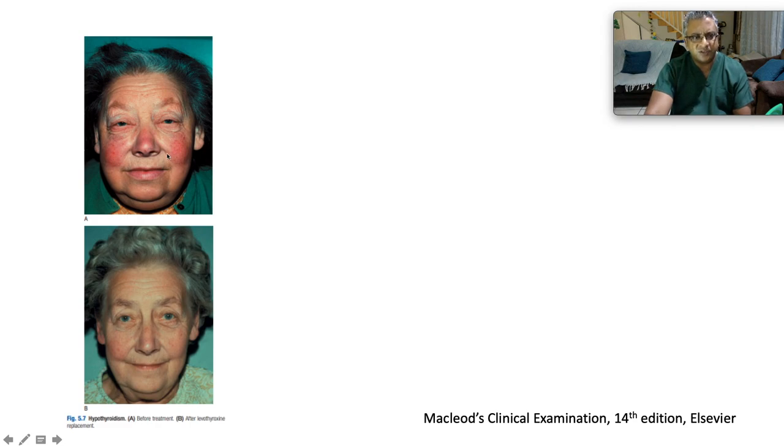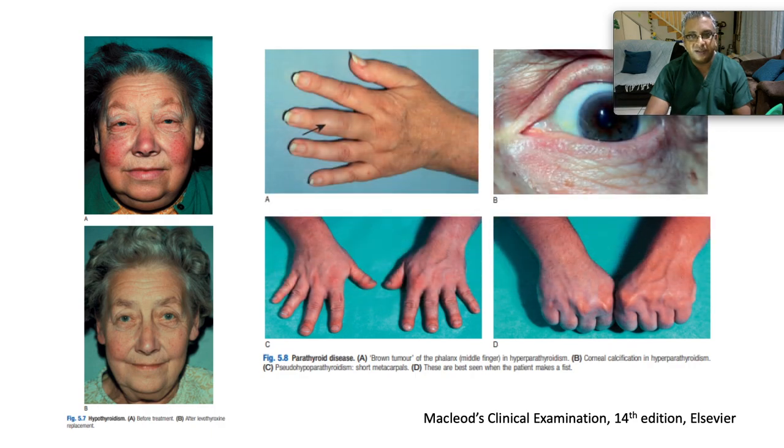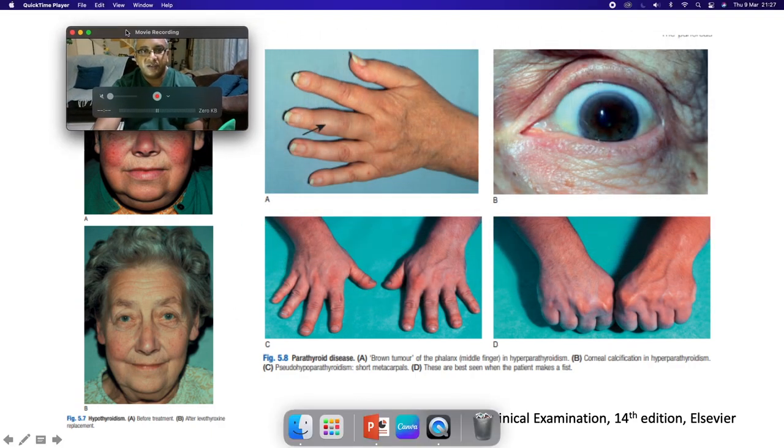So you can see the facial plethora, you can see the kind of, it's not nice, but they say it's a toad-like facies, and you can see that, right? You can see loss of the outer third of the eyebrows. And see, on treatment, she looks so much better after levothyroxine treatment, okay? There's some more images here. Let's just move this out of the way so we can appreciate this.